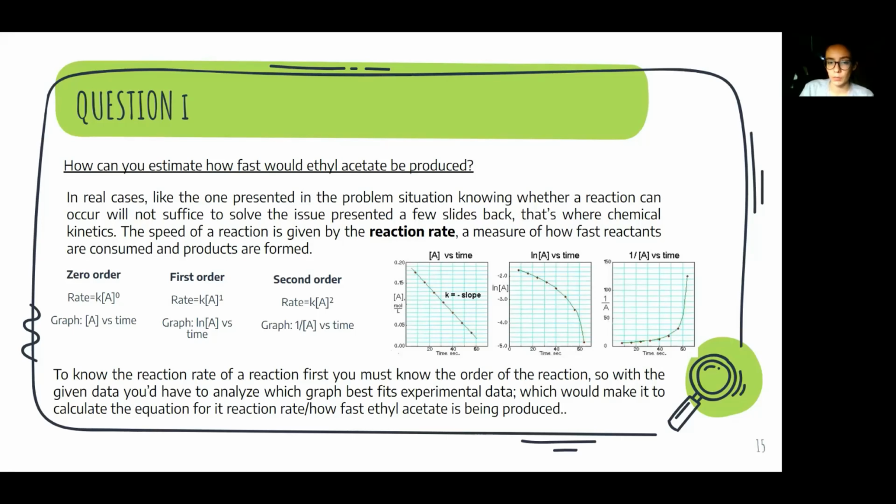The speed of a reaction is given by the reaction rate, a measure of how fast reactants are consumed and products are formed. Here we have the zero, first, and second order reactions and their corresponding graphs. To know the reaction rate of a reaction, first you must know its order, as I mentioned above. So with given data, you have to analyze which graph best fits the experimental data, which is just one way of knowing what the rate is. And this will make it easier to calculate the equation, as it will tell you k being the slope, and the rate will depend on the slope and the concentration of the reactant at a given time.